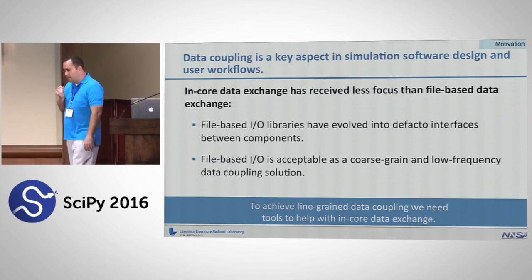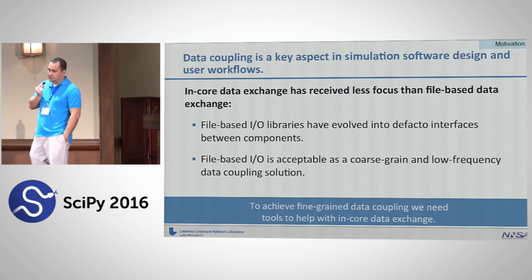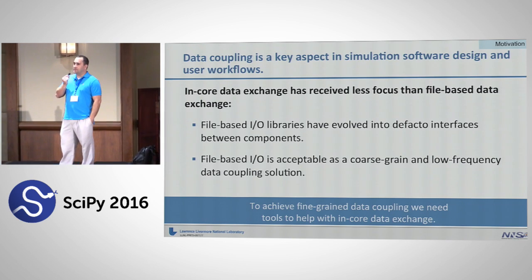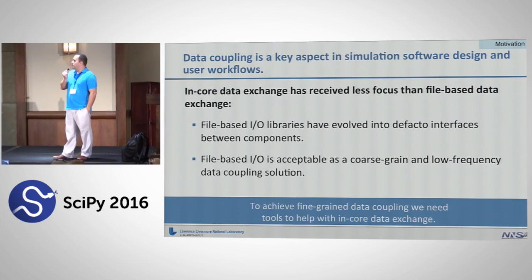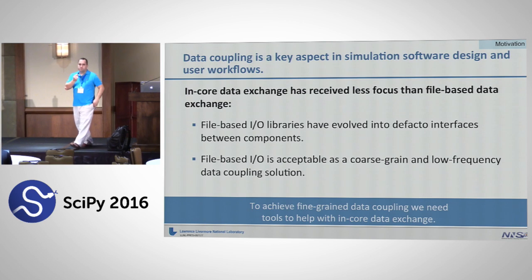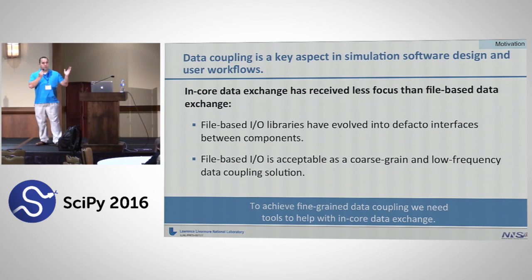That said, if you look at the HPC computing landscape and you look at data motion as a big evil actor in that, and it will be, we need to do more fine-grained data coupling, and to do that, we need to do better at in-core data exchange. So again, by in-core, I mean in-memory.